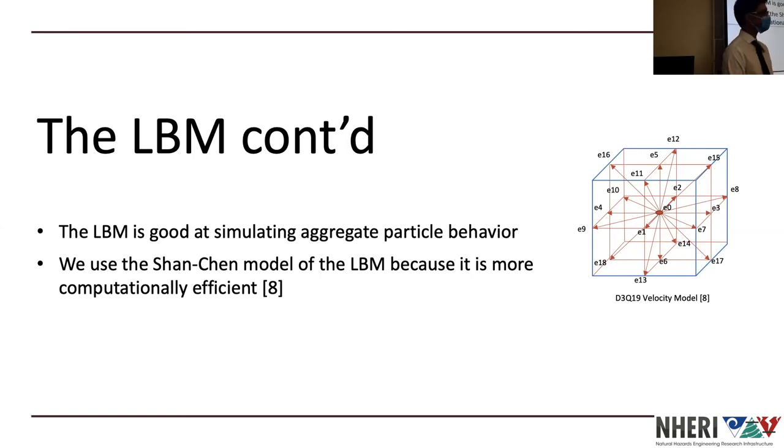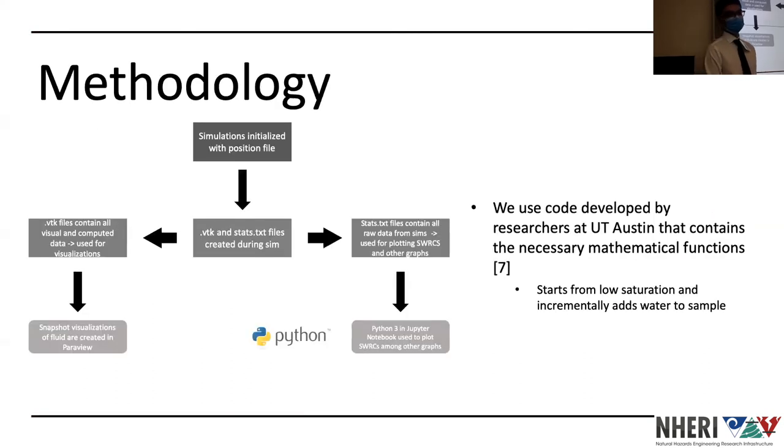I guess I haven't mentioned this, but the LBM has different models. Specifically we're using the SimCenter model because it's more computationally efficient than other LBM models. Albeit it is a little bit less accurate, again, the kind of accuracy that we're looking for is not going to be super impacted by this fact. And so how do we even incorporate the Lattice-Boltzmann method into our simulation?